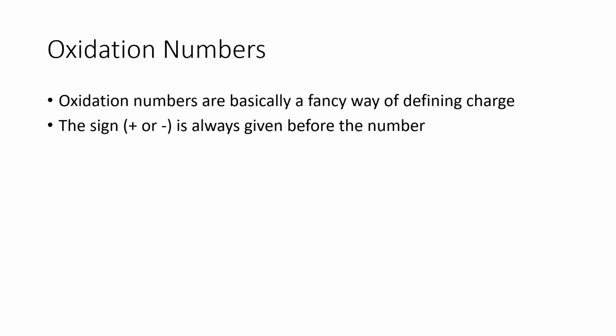Yes, so when we're thinking about oxidation numbers, they are basically charge. In other words, it's a fancy way of saying charge. So for instance, you would not say 1 plus, that is wrong. Instead, you would say plus 1. So you always put the plus or the minus before the number. And what we'll do now is go through the rules for assigning oxidation numbers and look at some examples.